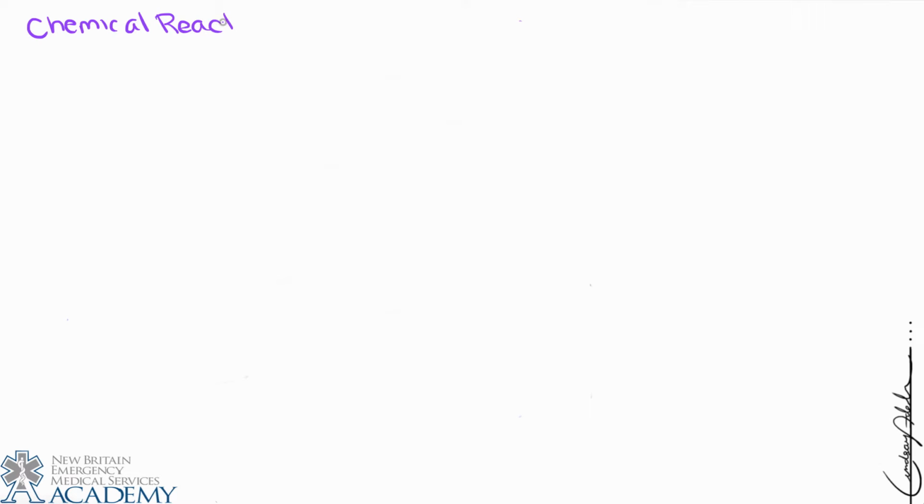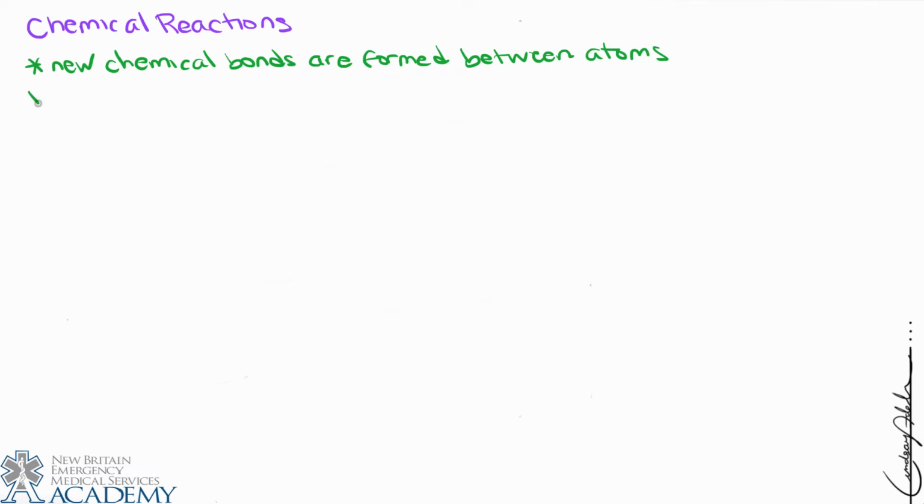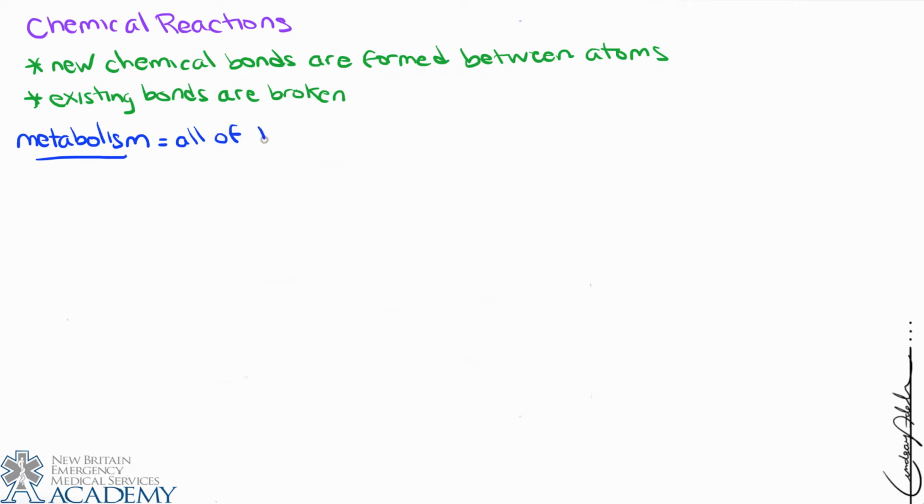Next, let's talk a little bit about chemical reactions. Chemical reactions create new chemical bonds between atoms, or they break existing bonds between atoms. And sometimes it'll be a combination of both in the same reaction. Metabolism refers to all the chemical reactions occurring in the body. At any given time, this will be a combination of forming new chemical bonds and breaking others.